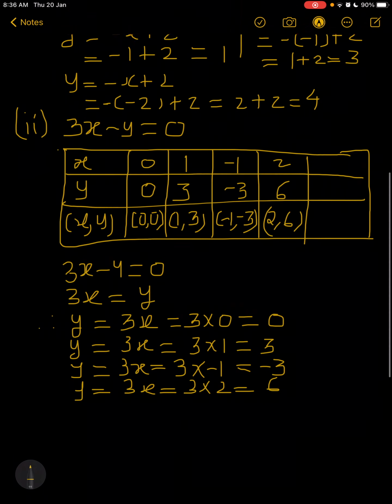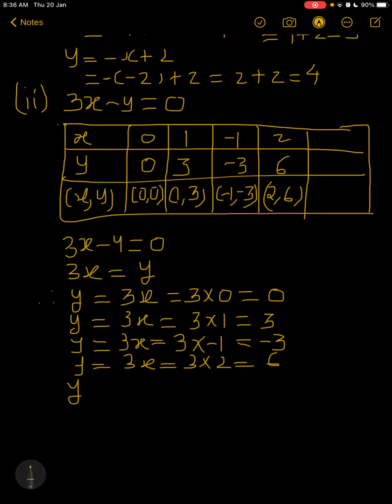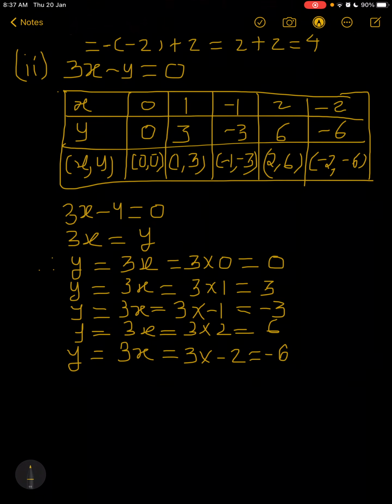So it is easy to obtain the points from the simplified equation. 3x, now 3 into minus 2. Let us multiply 3 and minus 2. When I multiply 3 and minus 2, it will give us minus 6, minus 2 and minus 6. We got now the 5-point table for the second equation.